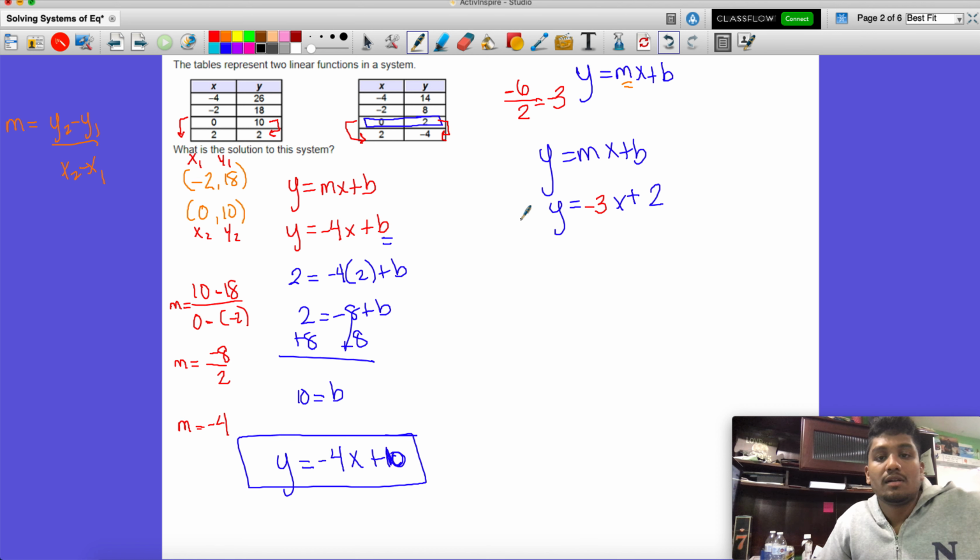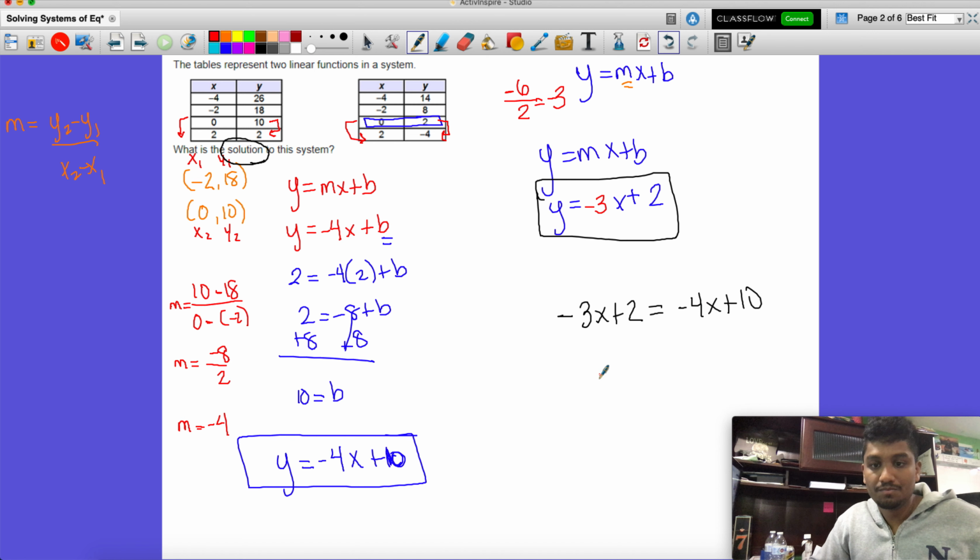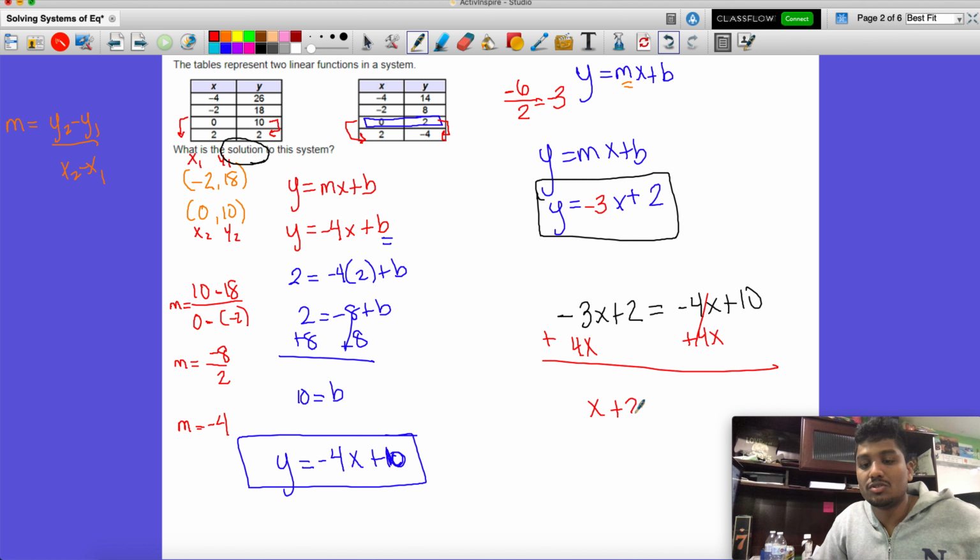Then it says, what is the solution to the system? A solution implies where they both intersect. So we can take both of these and set them equal to each other. So we have -3x plus 2 is equal to -4x plus 10, and just solve this normally. Let's add 4x here. I like having everything on the left-hand side. x plus 2 equals 10. If you subtract both sides by 2, you get 8.